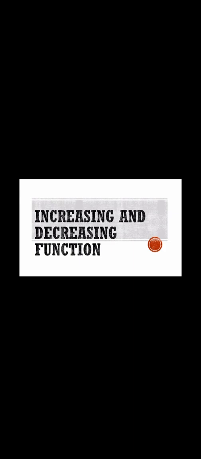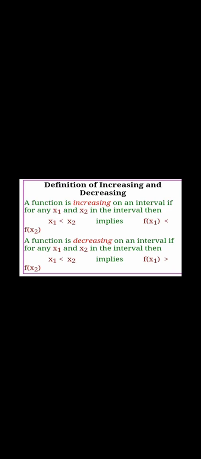First, we have a formal definition of increasing and decreasing functions. A function is increasing on an interval if for any x sub 1 and x sub 2 in the interval, x sub 1 less than x sub 2 implies f of x sub 1 is less than f of x sub 2. Second, a function is decreasing on an interval if for any x sub 1 and x sub 2 in the interval, x sub 1 less than x sub 2 implies f of x sub 1 is greater than f of x sub 2.